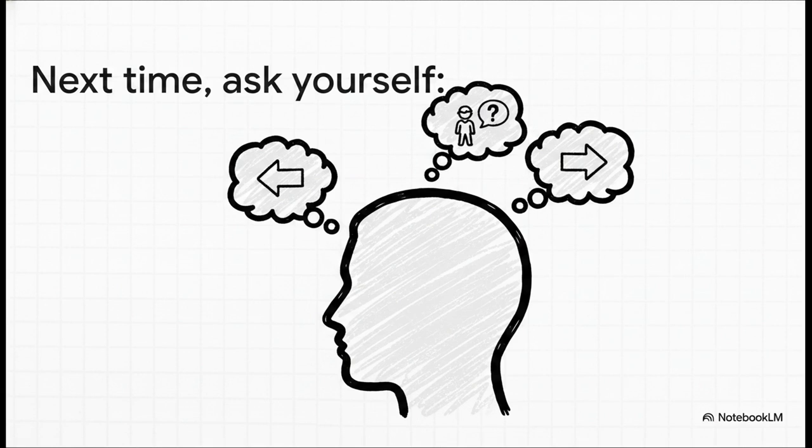1, what happened right before this? That's your A. 2, what is this kid really trying to tell me with this behavior? That's the why. And 3, what happened right after? That's your C, and that's probably your biggest clue about what's keeping this whole cycle going.